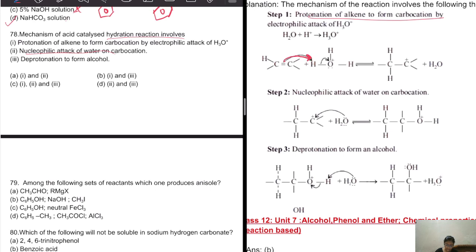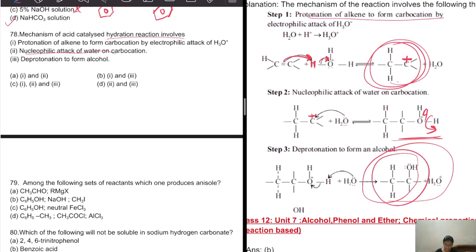So the alkene will attack here and we'll have this. What we get is this carbocation, and according to stability, the plus charge would be here. Now if we have a carbocation, we'll have the nucleophilic attack. So water will attack here, we have this, and then deprotonation would be there. So we will get this group, this moiety. So all the steps here are involved. So the answer would be 1, 2, and 3.